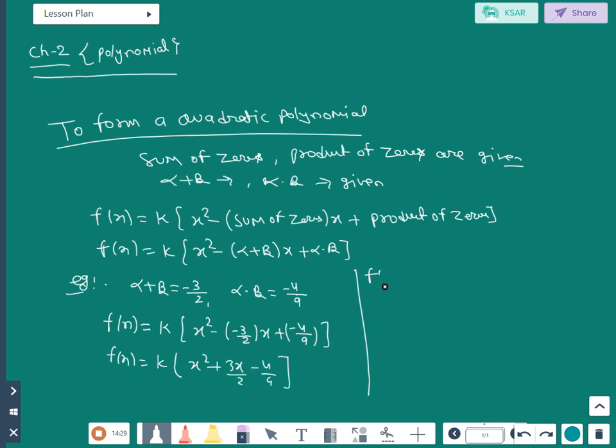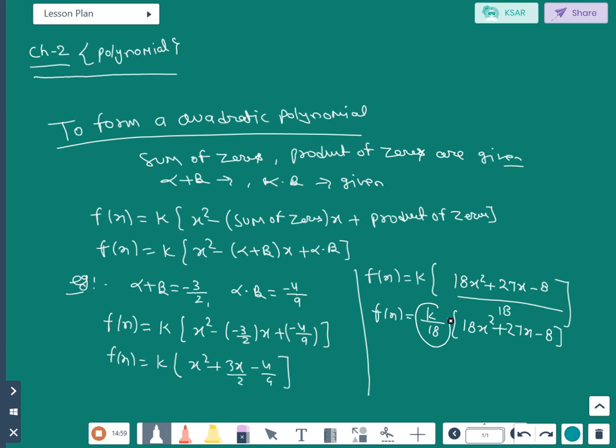Now we will take the LCM. F of x is equal to k, LCM is 18: 18x square plus 27x minus 8. Now we will remove the constant. That can be k upon 18, 18x square plus 27x minus 8. So our required quadratic polynomial is 18x square plus 27x minus 8.